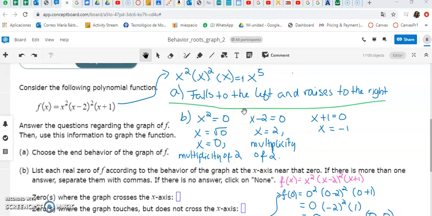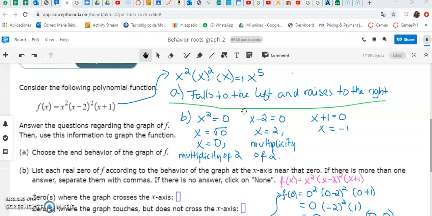Hi, dear students. Now we're going to continue solving exercises with polynomial functions. In this case, they are giving us the polynomial function, and we have to answer different questions, 4 questions. Later on, I'm going to show them to you.